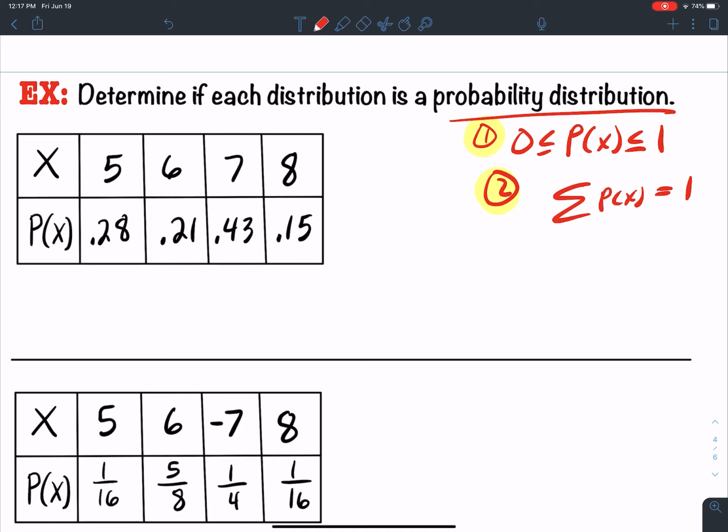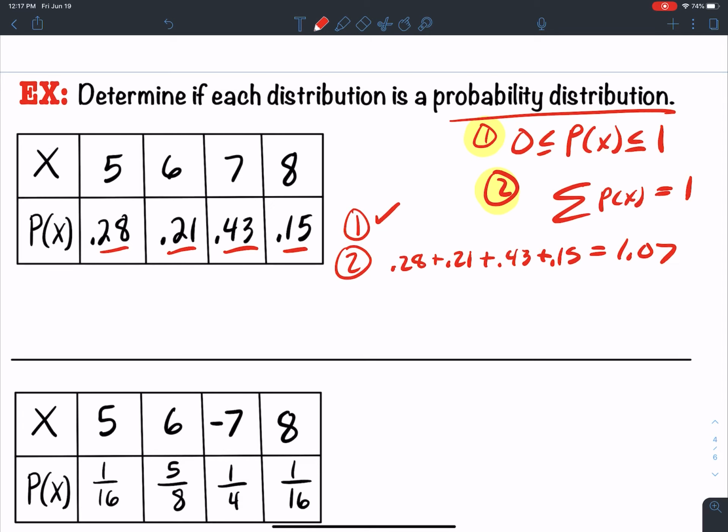So when I look at this one, if I check these, every one of them is between 0 and 1. So number 1, check. Okay, does it add up? Well, number 2, if I add up 0.28 plus 0.21 plus 0.43 plus 0.15, when I add all those together, I get 1.07. Ooh, that's not equal to 1. Therefore, not a probability distribution.